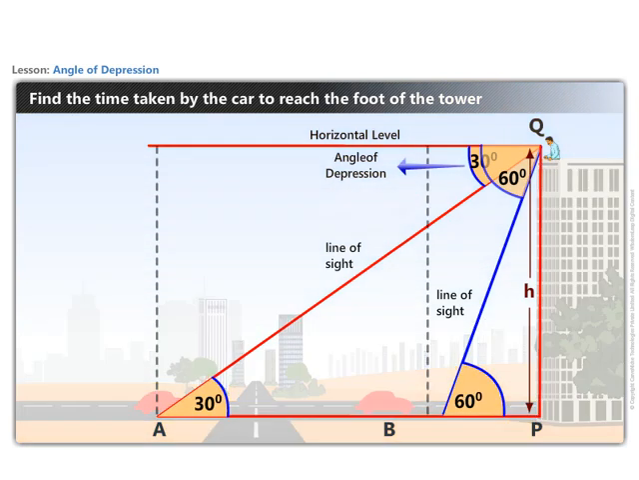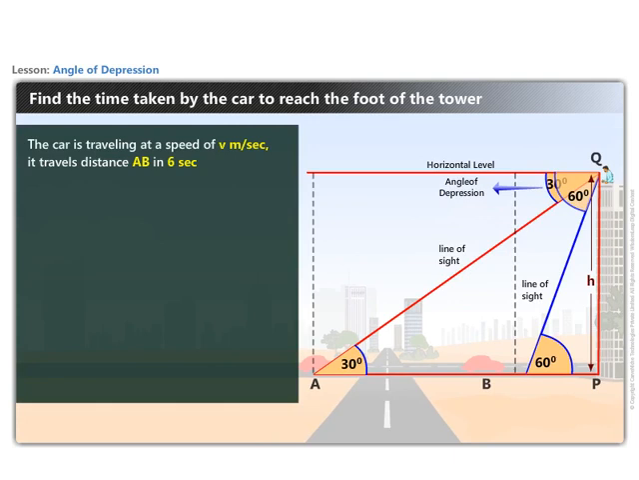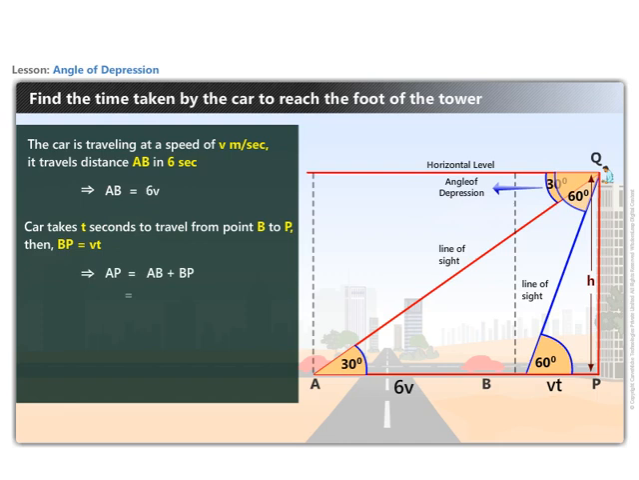Let us represent the problem in the figure as shown. Let P represent the foot of the tower PQ of height h meters. The angle of depression from a point A is 30 degrees and at point B is 60 degrees. Assuming the car is traveling at a uniform speed of v meters per second, it travels a distance AB in 6 seconds, which means AB is equal to 6v. Suppose the car takes t seconds to travel from point B to P, then BP is equal to vt. Therefore, AP is equal to AB plus BP, which is equal to 6v plus vt.